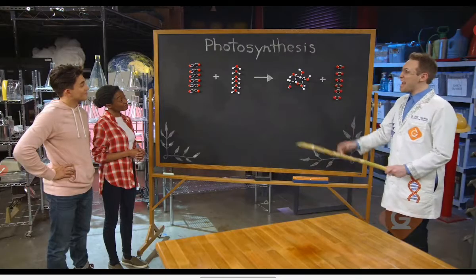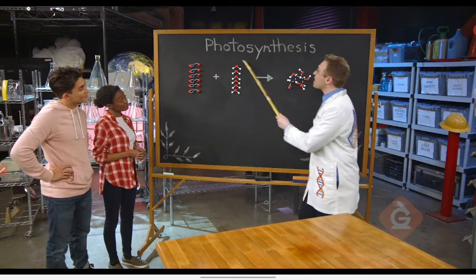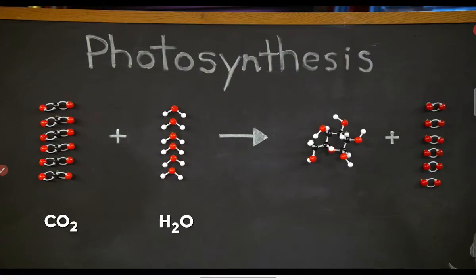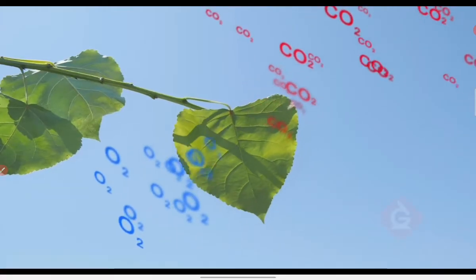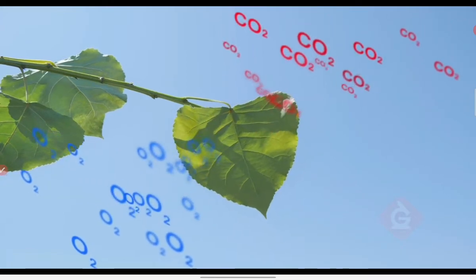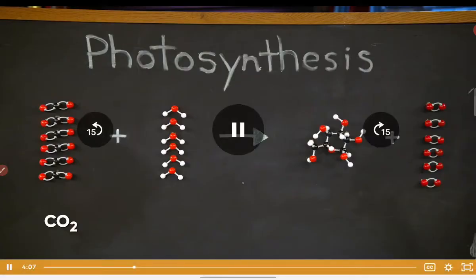That's right. And then, using energy from the sun, these molecules are regrouped into sugar, which has 6 carbon atoms, 12 hydrogens, and 6 oxygen. And it also forms 6 molecules of oxygen gas. That's why they say that plants make oxygen for us to breathe. It's a product of photosynthesis. Exactly. Carbon dioxide and water are the reactants, and sugar and oxygen are the products.